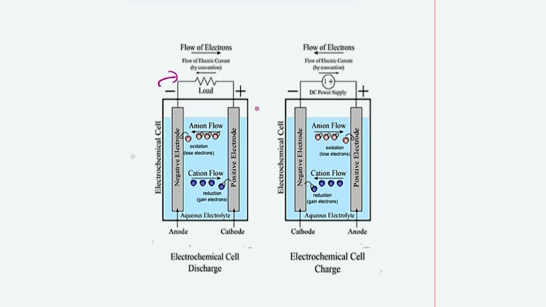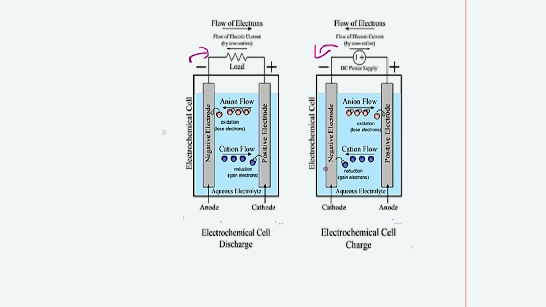Now, we apply an external current and reverse the reactions. Here, cations will be formed into the solution, and electrons are flowing out. Here, anions will be released as a result of cations getting deposited. Now, this process is reversed, the cations flow back, anions go back, and the cell is recharged and ready for the next chemical reaction taking place within it to release the electrical energy.